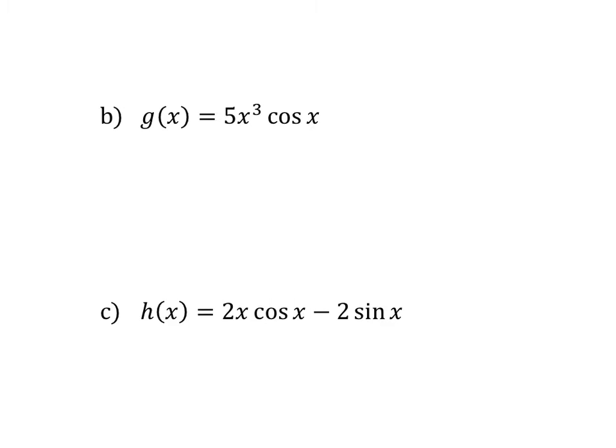Let's do one more. I'm going to skip C for sake of time, but let's try one more, and then look at the quotient rule real quickly, and we'll call it good. So this is u times v, we have derivative of u times v plus u times the derivative of v.